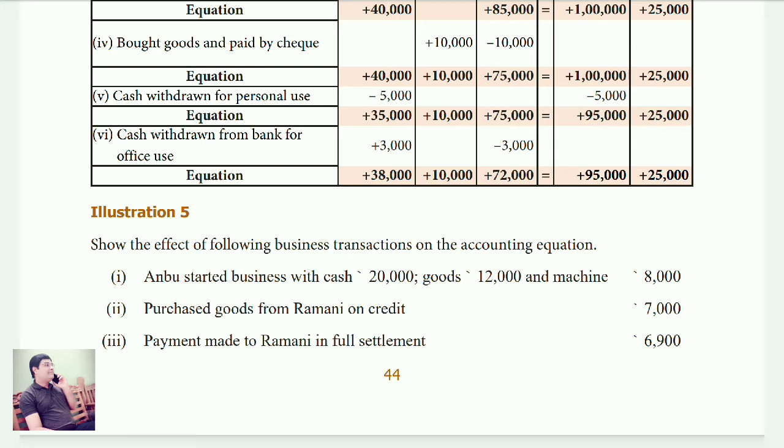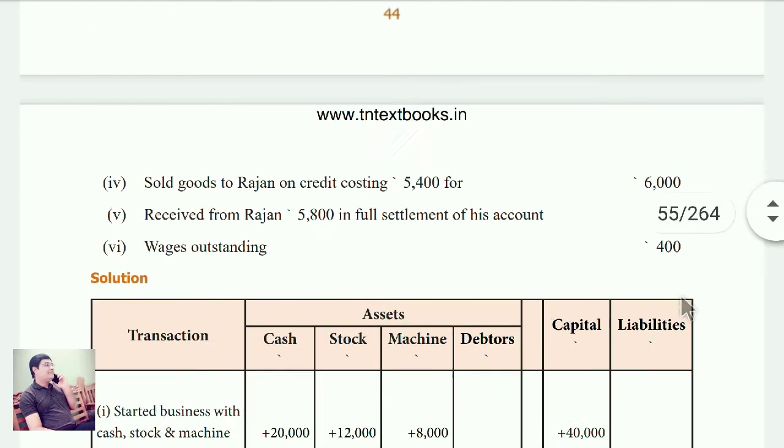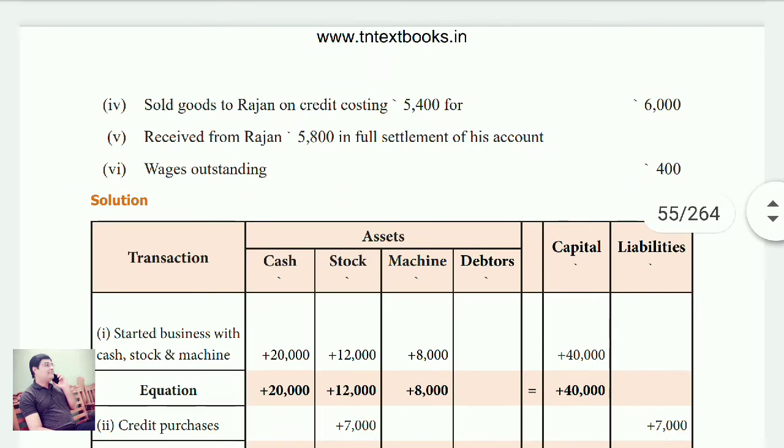So how to do this sum? Very easy sum. Cash is 20,000. So in cash you write 20,000. Then goods means stock. So 12,000 you write in stock. And machine 8,000. So you write machine 8,000. Now see the answer. I'll show you how to write this.